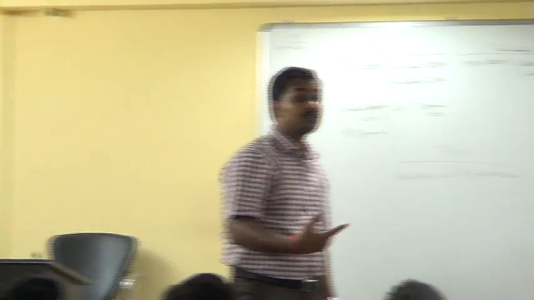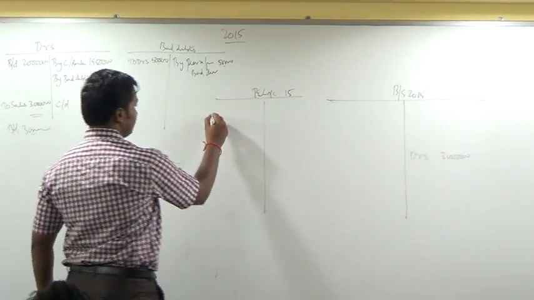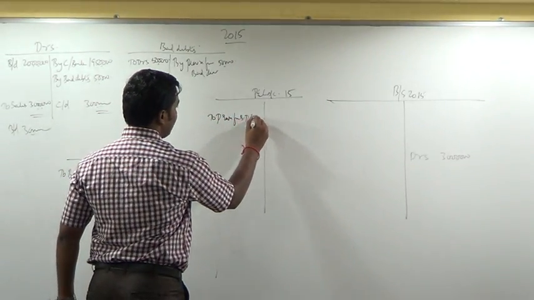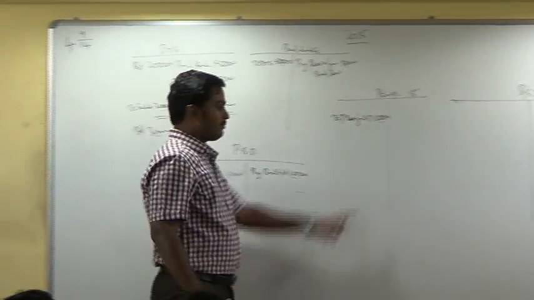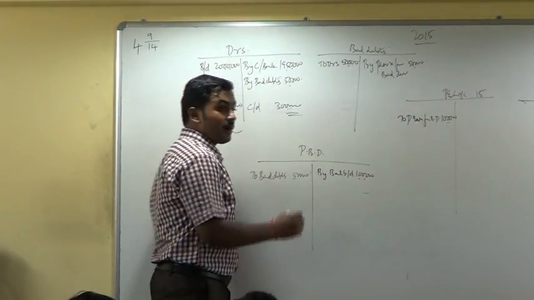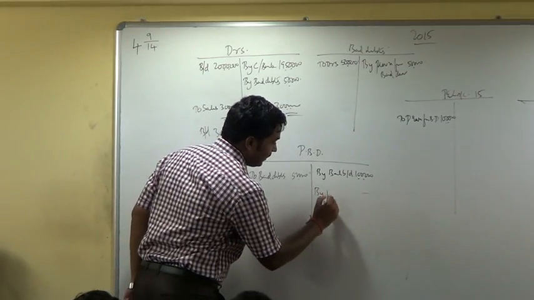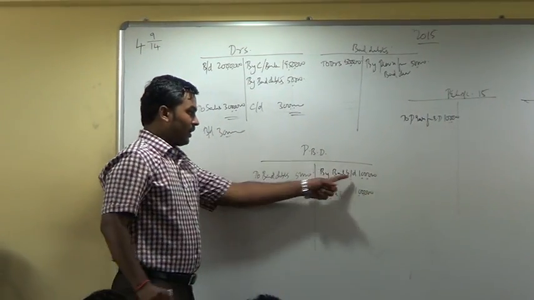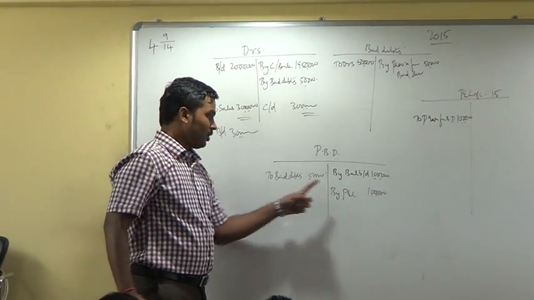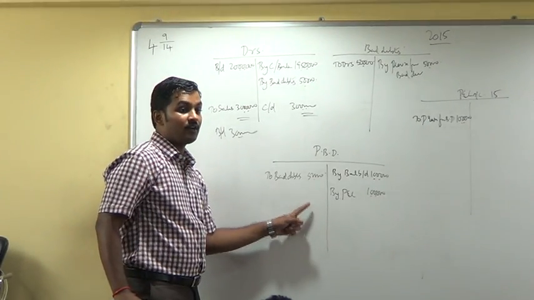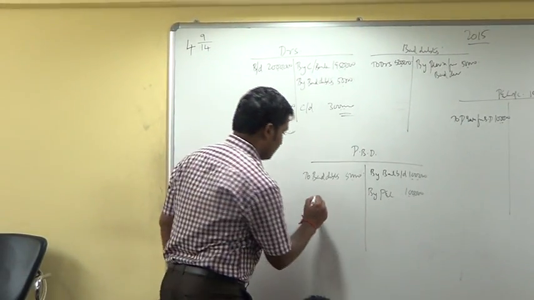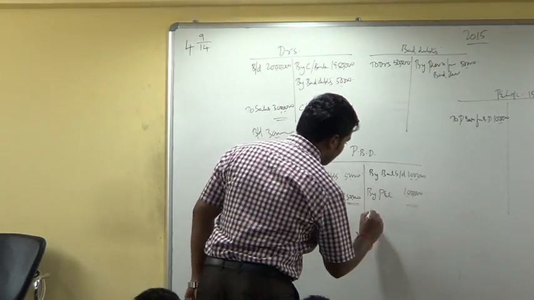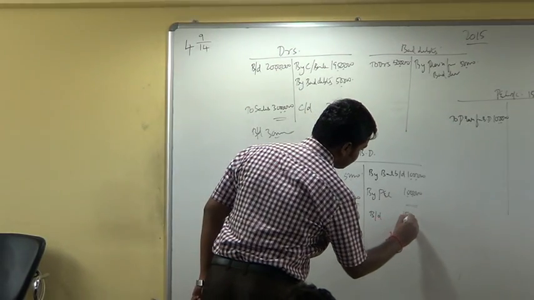Now what is the entry will pass? So I'll write again to provision for bad debts. How much? 1 lakh rupees. If P&L account is debited, provision for bad debts account is credited by P&L account 1 lakh rupees. 1 lakh plus 1 lakh, it is 2 lakh. 2 lakh minus 50,000. You have a closing balance of 1,50,000. Carried down 1,50,000. Brought down 1,50,000.